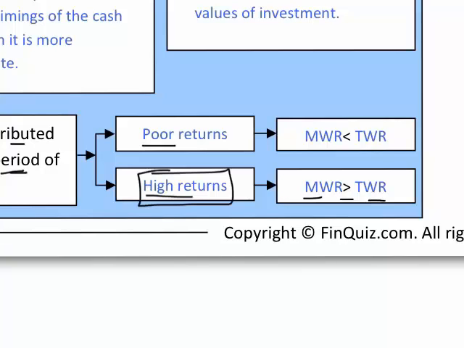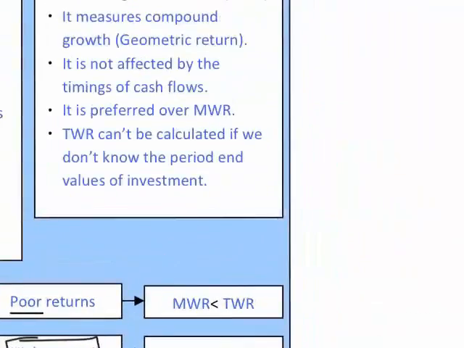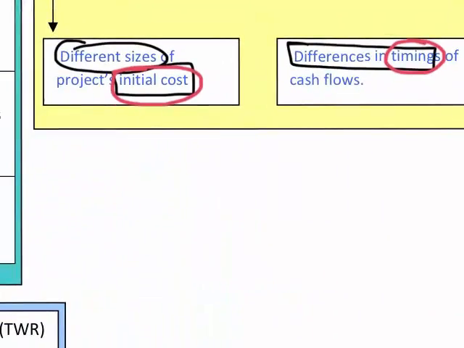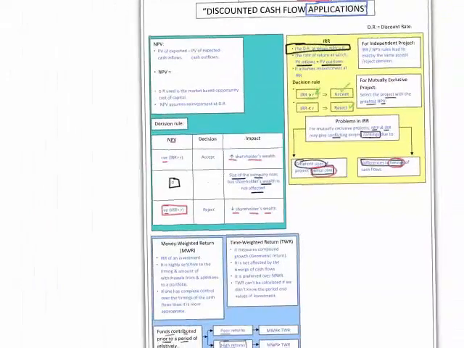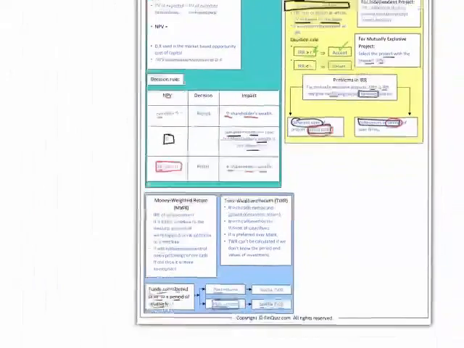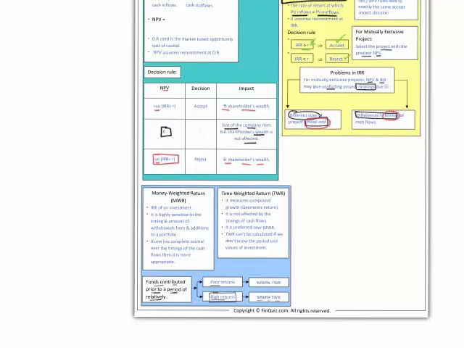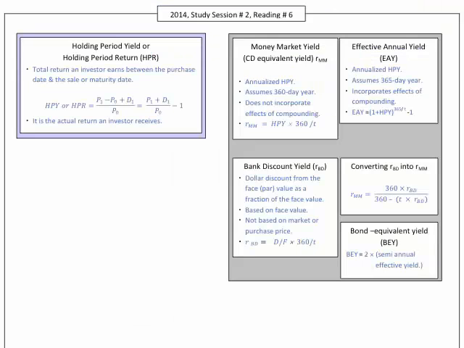So these are three things from an exam point of view that you need to know regarding money weighted return and time weighted return: how to calculate, which one is better, and whether one will be higher or the other will be higher. So all summarized. We have discussed NPV, IRR, money weighted return, and time weighted return. Now I am moving to the next page.